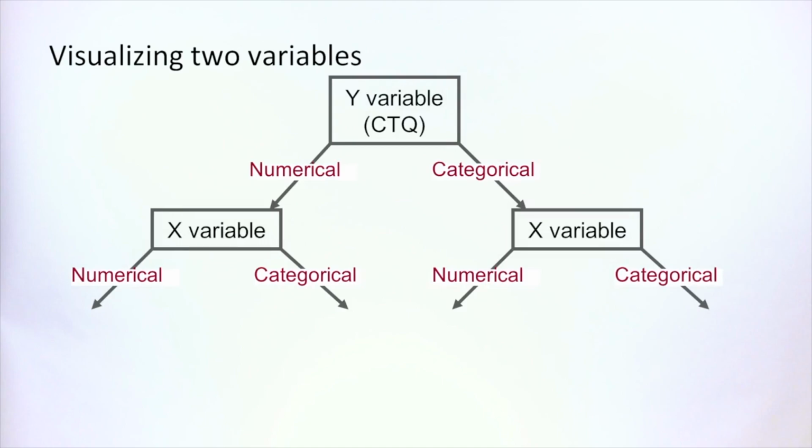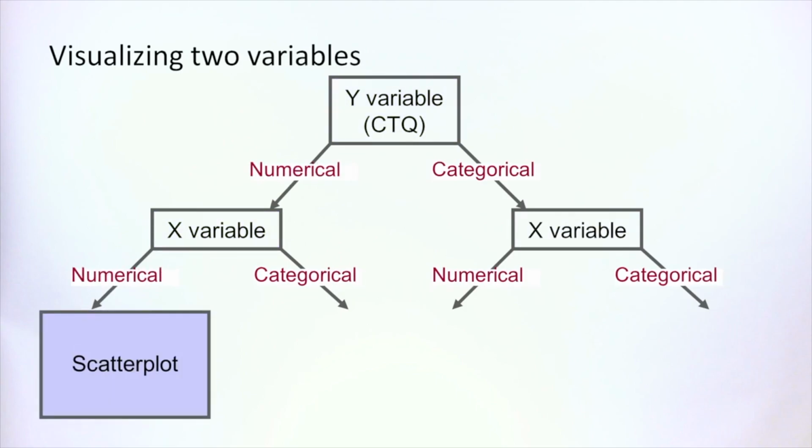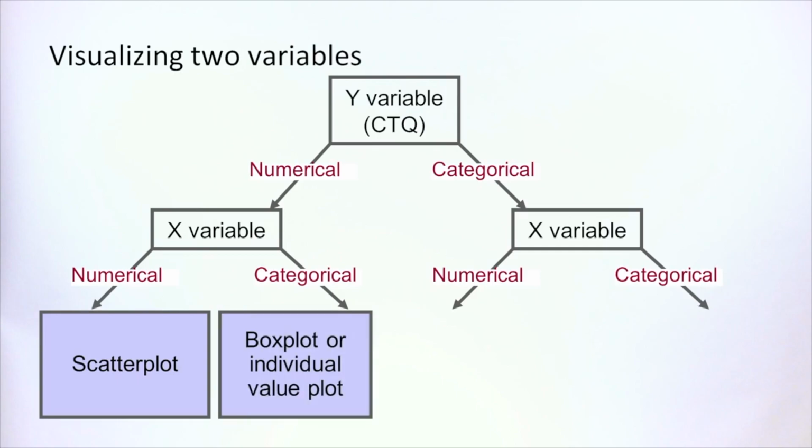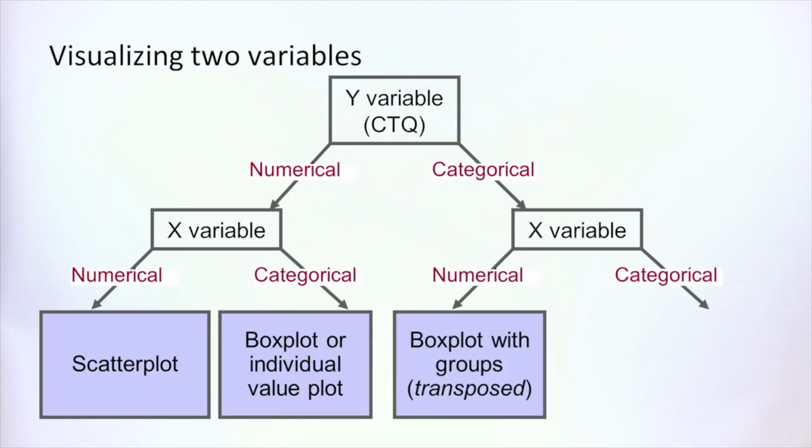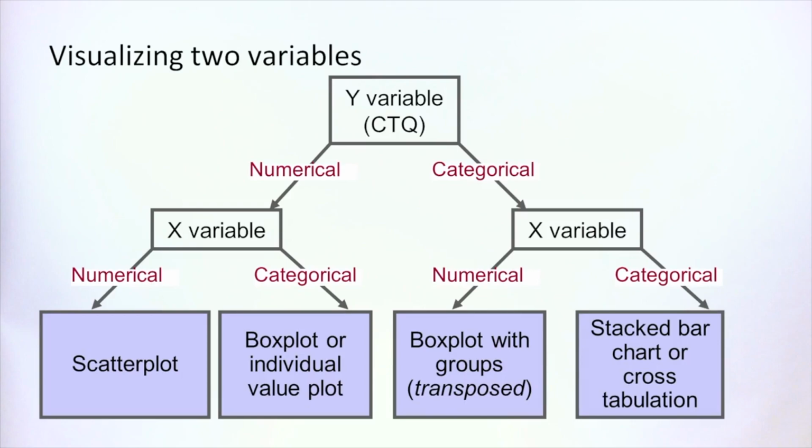You first ask yourself, is my y variable numerical or categorical? Next, ask yourself, is my x variable numerical or categorical? Let's start with the case that both variables are numerical. The appropriate technique for visualizing the data is a scatter plot. When the y variable is numerical and your x variable is categorical, you can make a box plot with groups or an individual value plot. When the y variable is categorical and the x variable is numerical, you can make a transposed box plot with groups. And finally, when both variables are categorical, you should make a cross tabulation or a stacked bar chart.